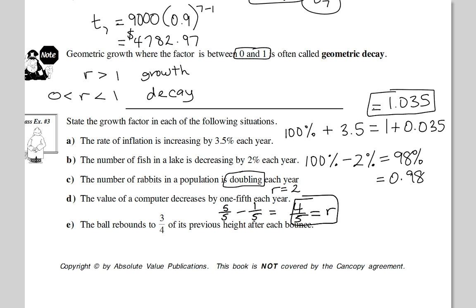And now a ball rebounding to 3/4 of its previous height. Well, if it rebounds to 3/4 of, "of" literally means times 3/4. So R is 3/4. So if I was at 100 meters, the next jump I'd be at 75.